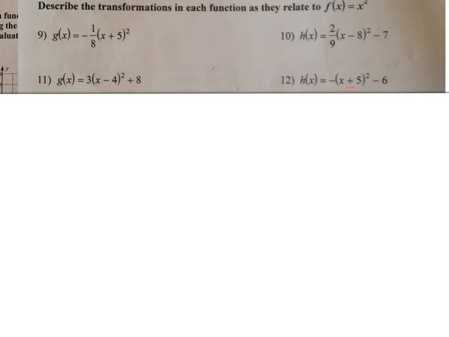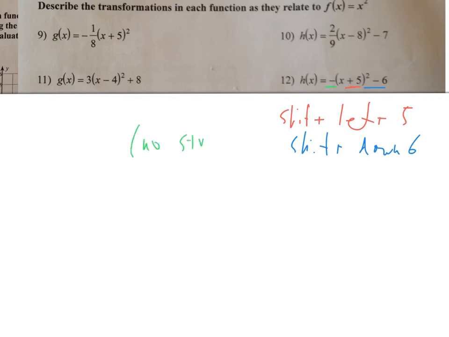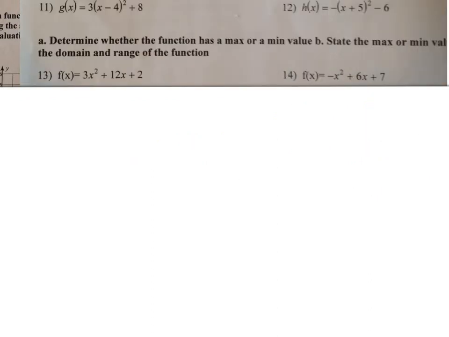All right, next up here, we have the x plus 5 in there, so that is a shift left 5. And then we have a shift down 6. And then we do have this negative out front. Now, there's really no stretch or shrink here because I think of that as a 1 out front. But what it does represent is an x-axis reflection. It's going to reflect it upside down across the x-axis.